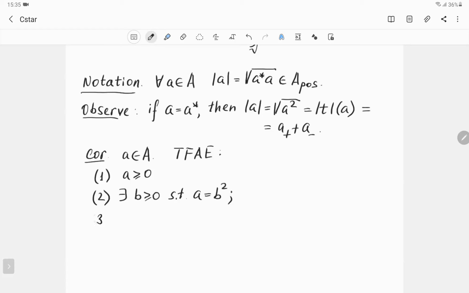Indeed, the equivalence of these conditions readily follows from Kaplansky's theorem. To see that 1 implies 2, we just take the square root. It's clear that 2 implies 3 and 3 implies 4. And finally, if we apply Kaplansky's theorem, we see that 4 implies 1. So all the 4 statements are equivalent.